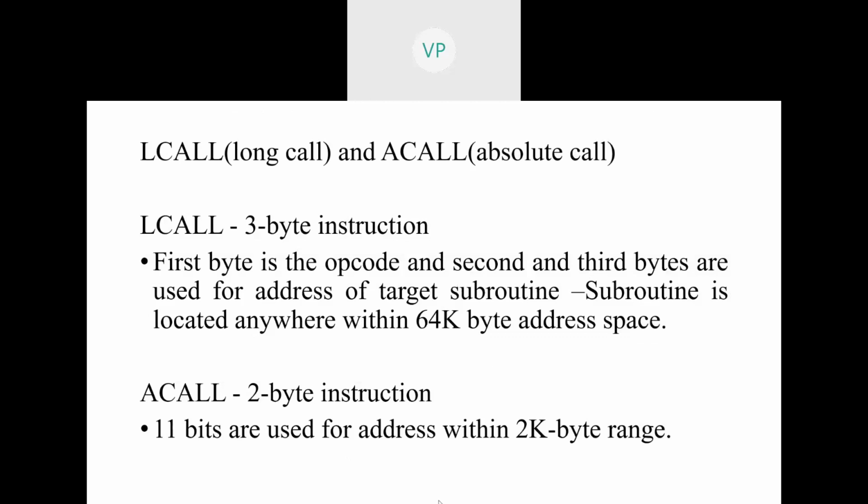Here the first byte is the opcode, and the second and the third bytes are used for the address of the target subroutine. Since the subroutine could be anywhere within the 64 kilobytes of program memory space, we need 2 bytes of address there. And ACALL is a 2-byte instruction. And here in this 2-byte instruction, we know that 11 bits are used for the address within the 2K byte range, right?